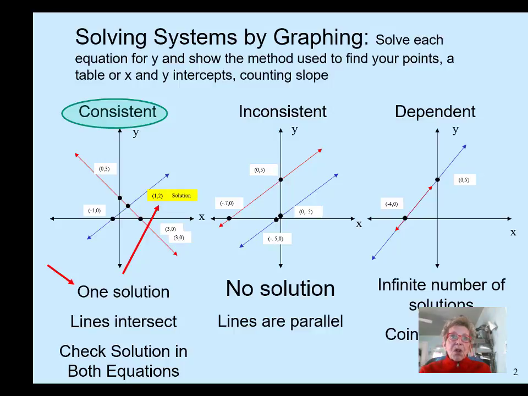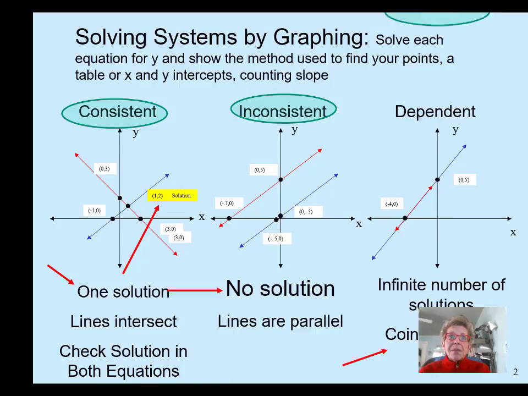The next system we're going to look at is called an inconsistent system. Inconsistent means when you solve the equations to graph, you're going to find that they are parallel lines. That means the lines have no points in common and they have no solution. Again, watch my graph etiquette.